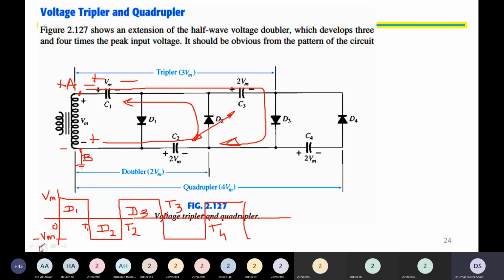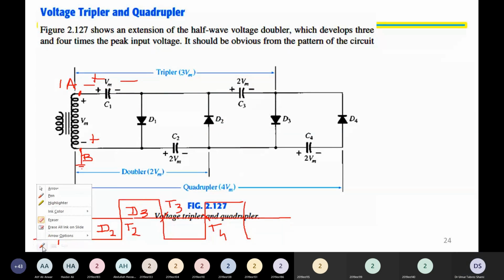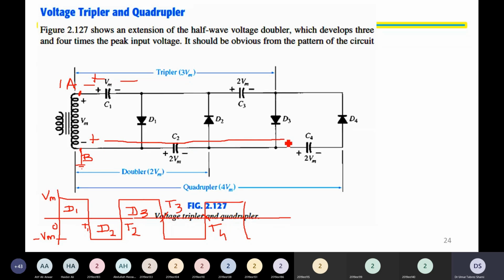Then from time T3 to time T4, what will happen? The polarities will be reversed, and we have 2Vm at C2 and 2Vm at C3. From time T3 to T4, the transformer has changed its potential such that B is positive. Current passes through C2, passes through C4 and into D4, and then from D4 it passes to C3 and then into C1.